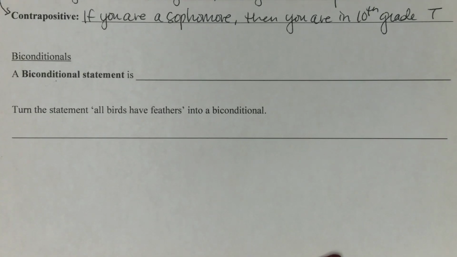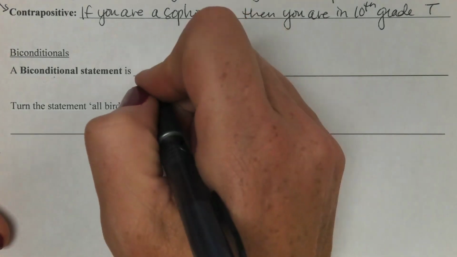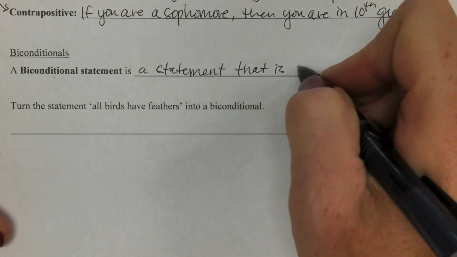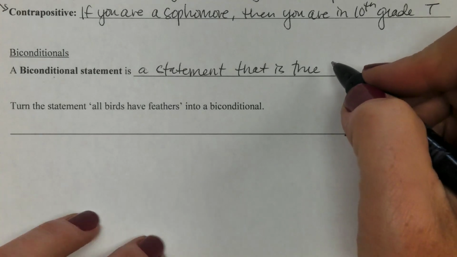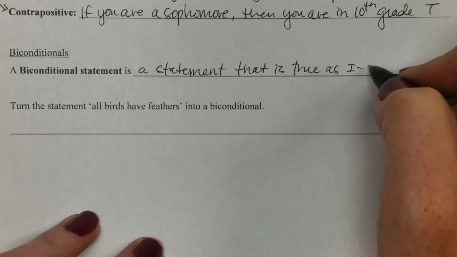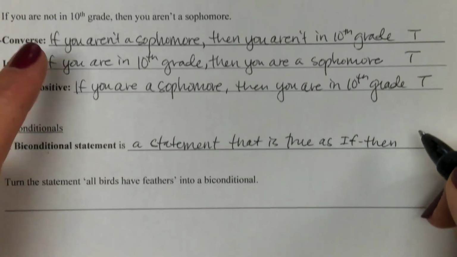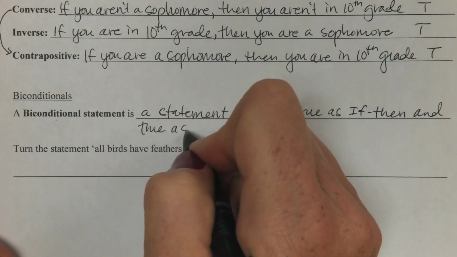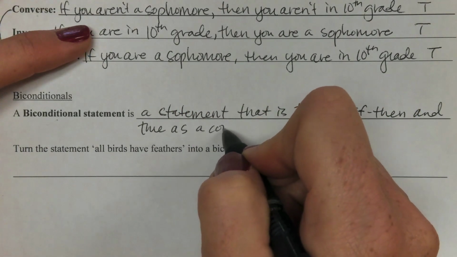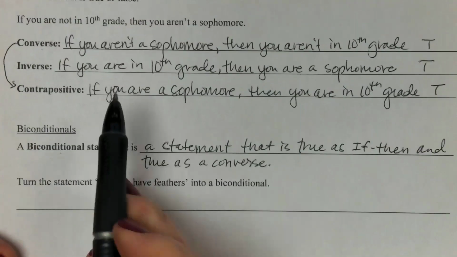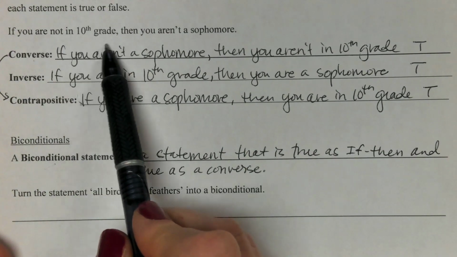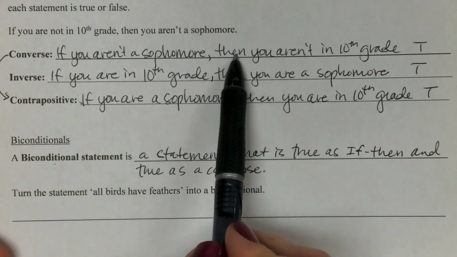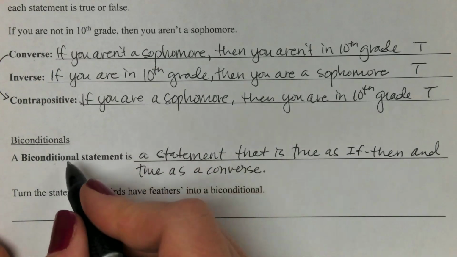So a biconditional, that's our last word for today. A biconditional is a statement that is true as an if-then. So like your original statement is true, and true as a converse. So using this example up here, if you're not in 10th grade, then you're not a sophomore, and if you aren't a sophomore, you aren't in 10th grade. Both of those statements are true, forwards and backwards, and so that makes that a biconditional statement.